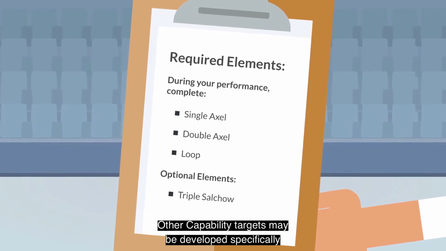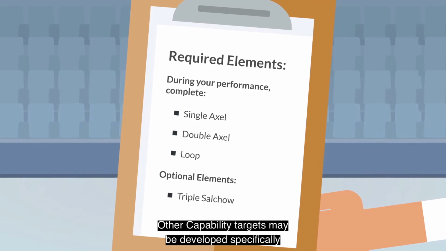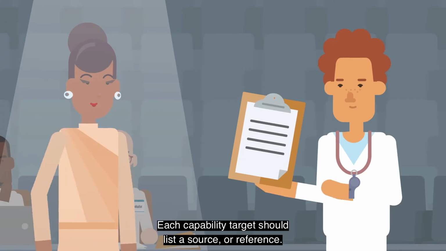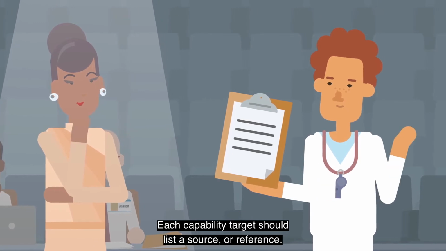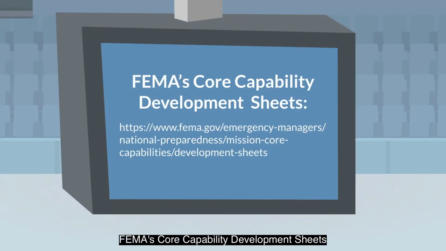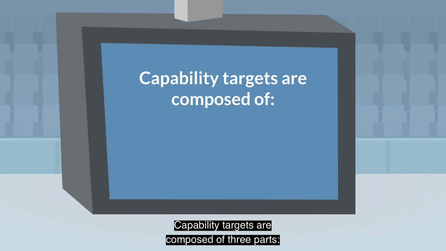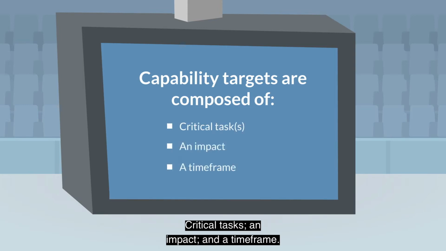Other capability targets may be developed specifically for the exercise based on the exercise objectives. Each capability target should list a source or reference. FEMA's Core Capability Development Sheets provide sample standardized language that jurisdictions or organizations can use to develop capability targets. Capability targets are composed of 3 parts: critical tasks, an impact, and a time frame.